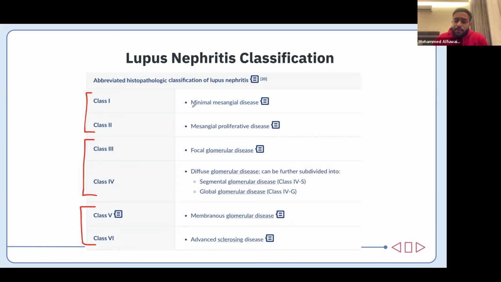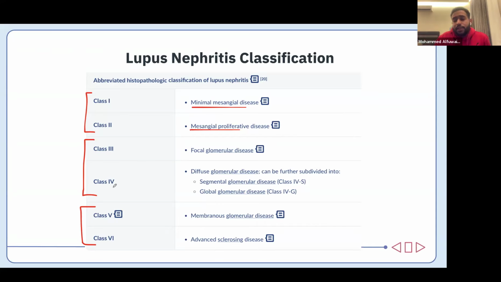Class 1, class 2 has minimal mesangial disease or mesangial proliferative disease. In these patients, they are asymptomatic. So they don't have any symptoms at all. When do we start suspecting? Easy. You do a urine analysis, you see protein. If I see proteinuria in a known case of SLE, I will do one quick thing: biopsy. Because you need to treat it, as lupus nephritis is not as easy to treat. So you need to give them more therapies.